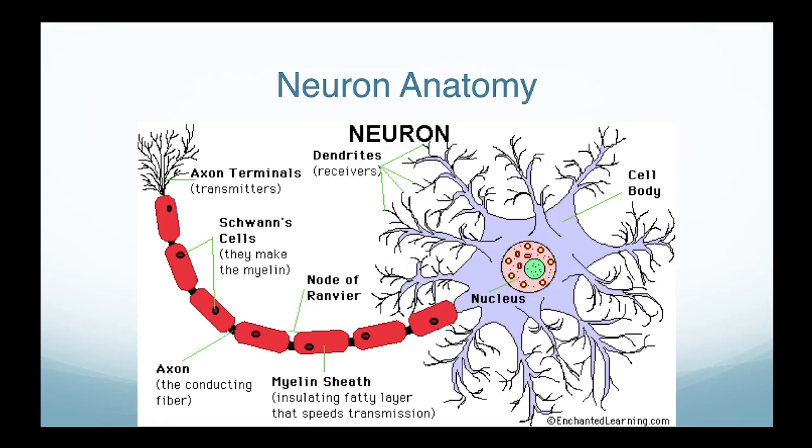Other areas I want you to focus on are going to be the nodes of Ranvier, which are going to be the regions in which sodium and potassium can be exchanged between different myelin sheaths. And know that the myelin sheaths are made up of Schwann cells. So Schwann cells are those neuronal cells that make up myelin.